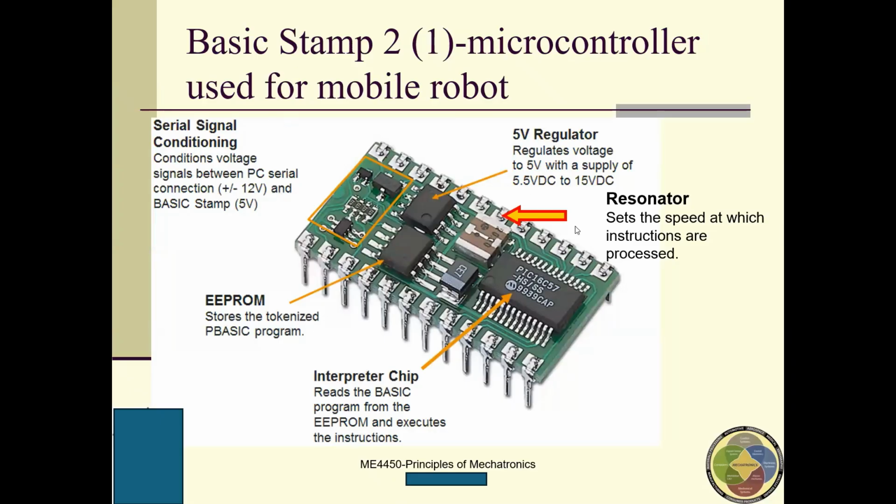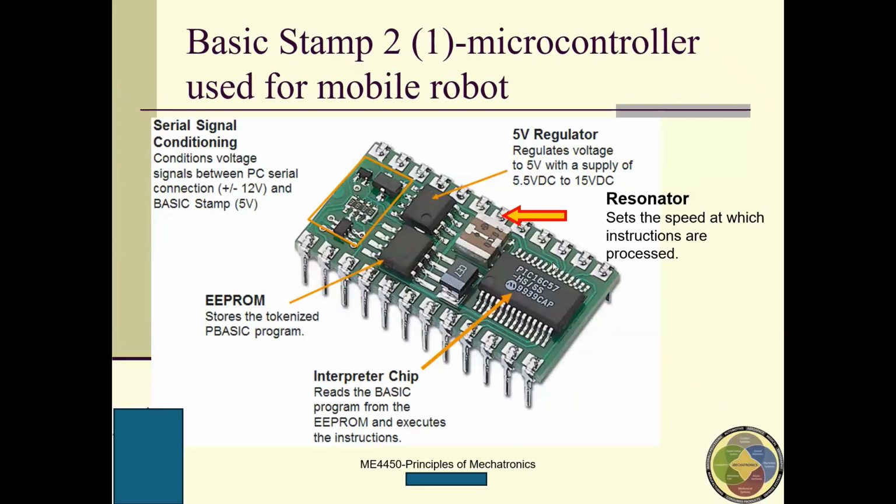So this is the chip. This is the microcontroller. You can see on this chip we have a lot of things. This is a CPU. This is the interpreter chip. We have EEPROM. We have serial signal conditioning. We have a 5-volt regulator along with the resonator. You can see all these components, and all these necessary components are integrated into one chip. That's the reason this is a microcontroller instead of a microprocessor.